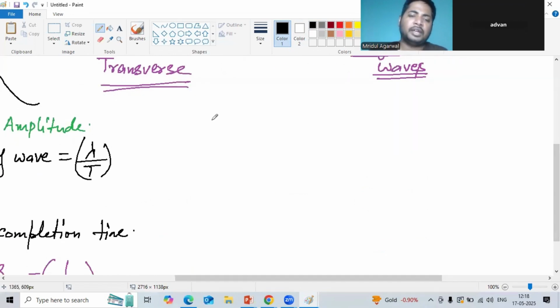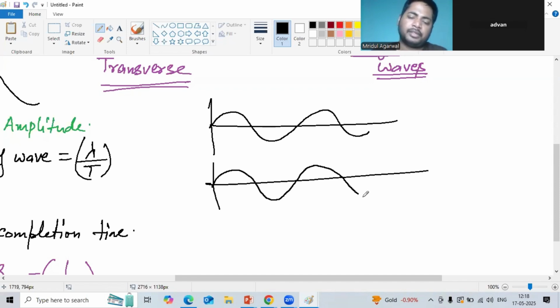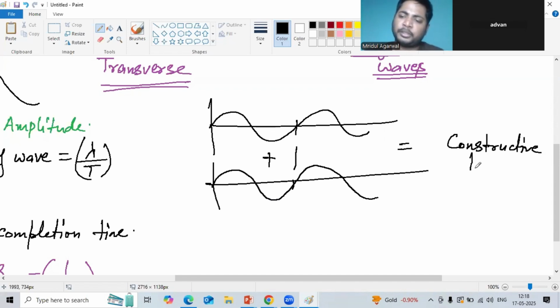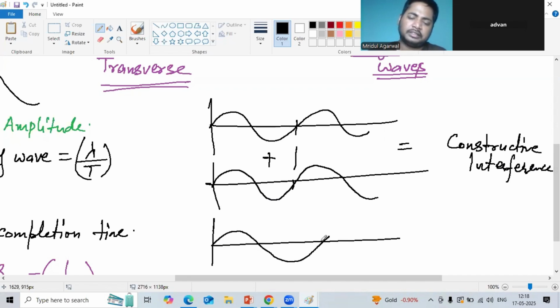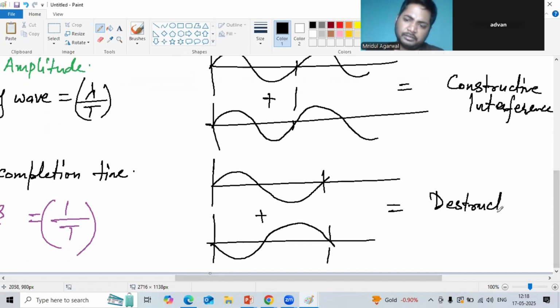If you talk about two waves, and they have a phase difference of 0, meaning both have the same phase, like this, what will happen? Both of them add up at the same interval. This is known as constructive interference. This is a topic under superposition of waves. And if they are in opposite directions, then it will be like this. Clear with this part? In this case, it would be destructive interference.